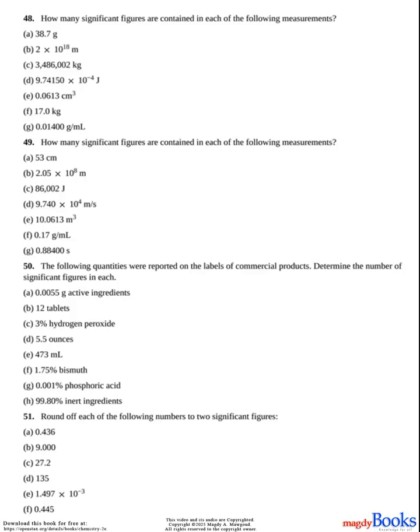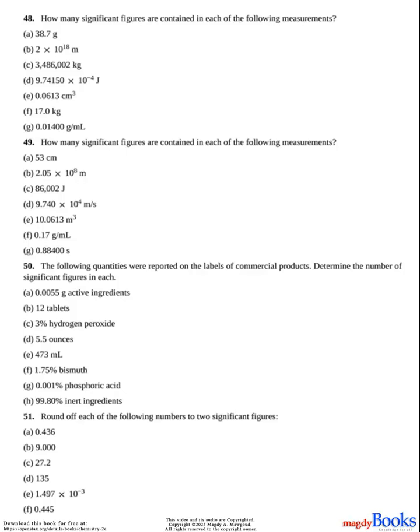48. How many significant figures are contained in each of the following measurements? A. 38.7 grams. B. 2 × 10^18 meters. C. 3,486,002 kilograms. D. 9.74150 × 10^-4 joules. E. 0.0613 centimeters cubed. F. 17.0 kilograms. G. 0.01400 grams per milliliter.